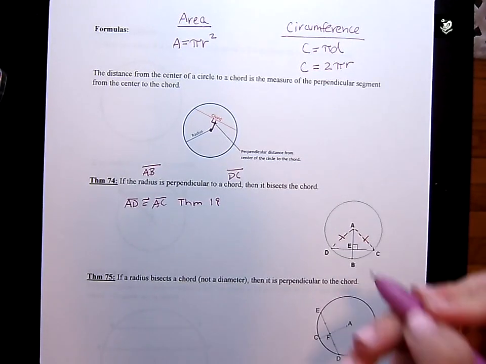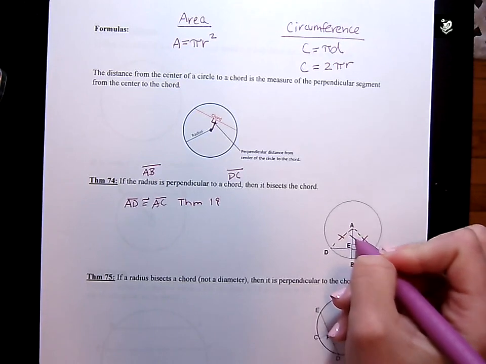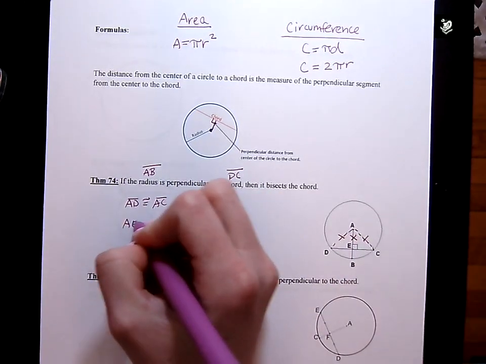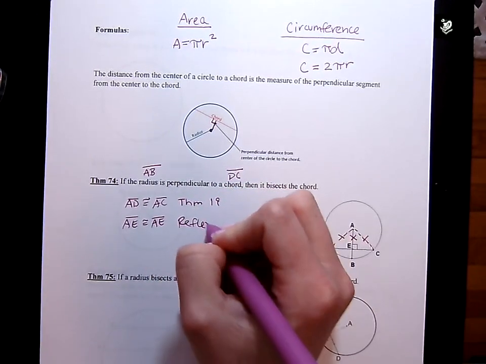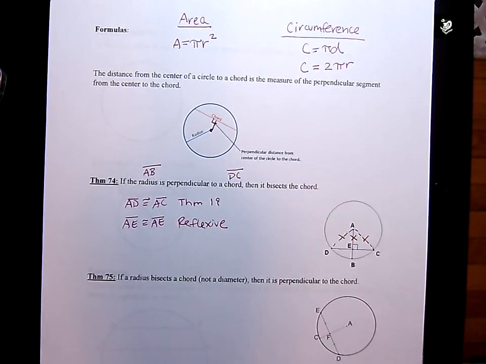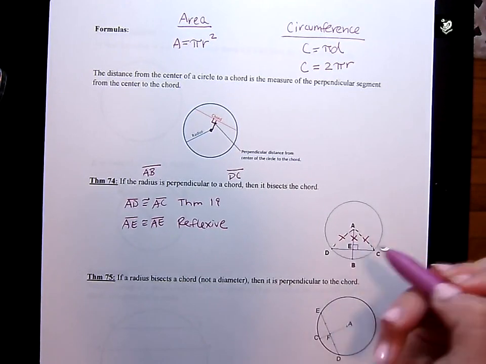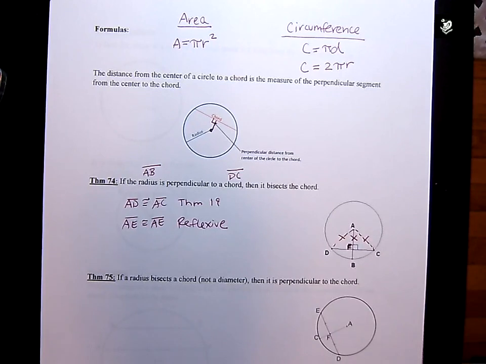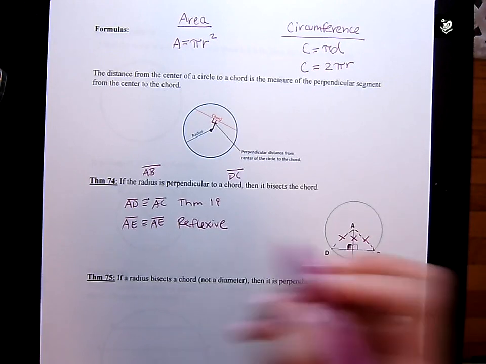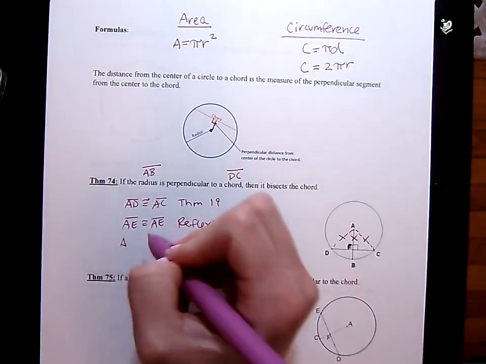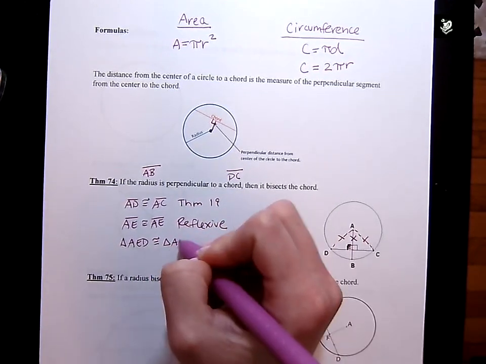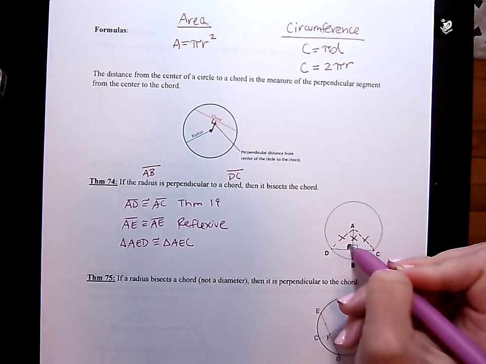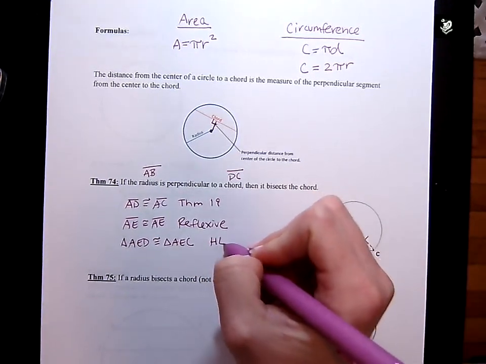You can also see that we have this piece right here, AE, and we can use the reflexive property. So you may start to see where I'm going with this for proving that a radius perpendicular to a chord bisects it. So I've got two pieces. I've got these right angles, okay? So if I were to keep going and prove this out, you can see that I can show that triangle AED is congruent to triangle AEC, and that would be by HL, right?